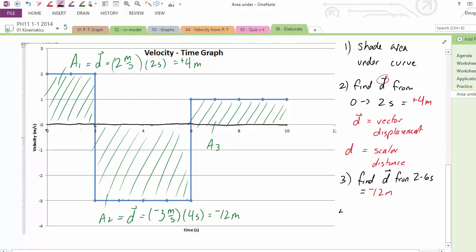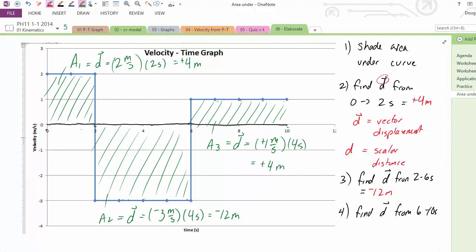And then the last one would be find displacement from 6 to 10 seconds. That's this guy. So from 6 to 10 seconds, there's the area. So that's the displacement. And that's positive 1 meter per second, it's kind of sloppy, times 1, 2, 3, 4 seconds. That's positive 4 meters. There you have it. We've now analyzed the displacement for each of those time regions.